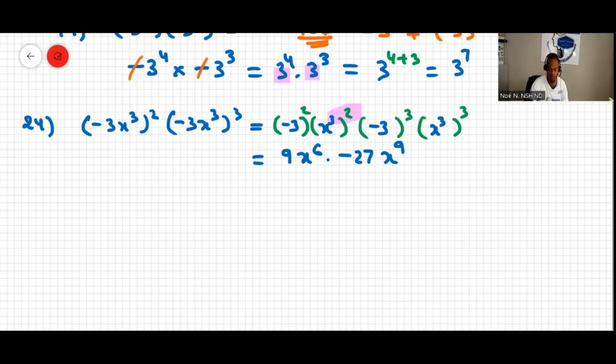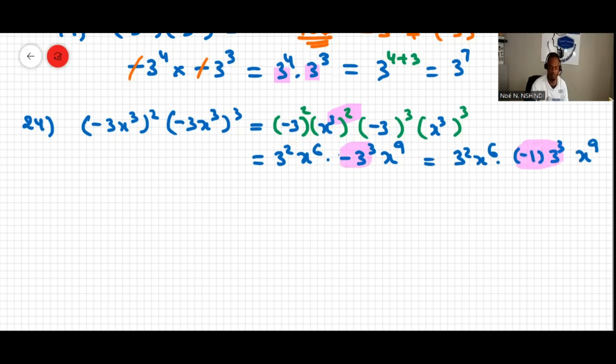Or instead of writing 9 and -27, I prefer to keep them like 3 squared, because -3 to the power of 2 is going to be 3 squared, and that's going to be -3 to the power of 3. Now, this is like 3 squared x to the power of 6 multiplied by -1, 3 to the power of 3, and then x to the power of 9.